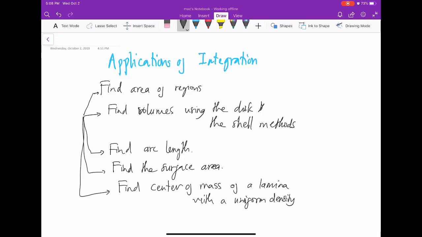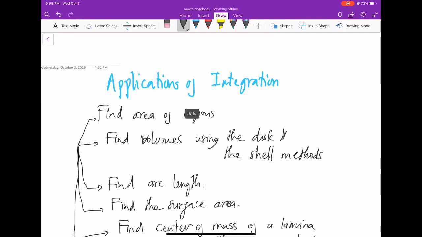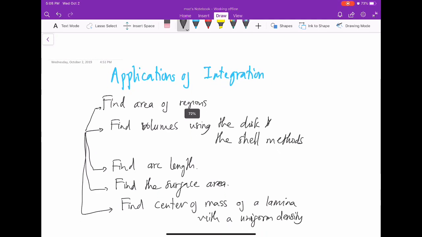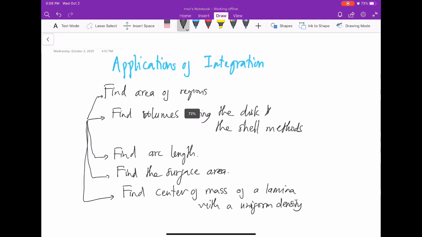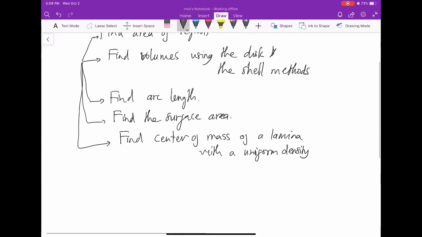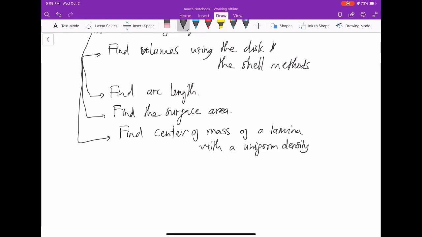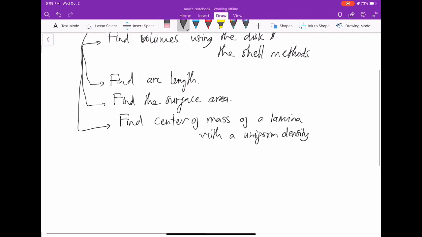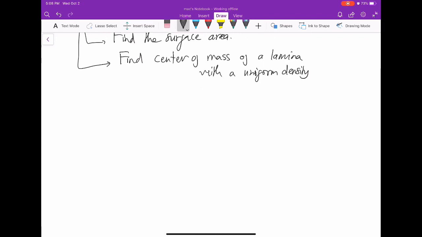Hello, in this video I will do a short review on applications of integration. So the first problem we do is find area of some regions enclosed by graphs of functions. The second problem is find volumes using the disk and shell method. The third one is find arc length. The next one is find the surface area, and the last one is find center of mass of a lamina with a uniform density. Okay, so let's consider the first problem.